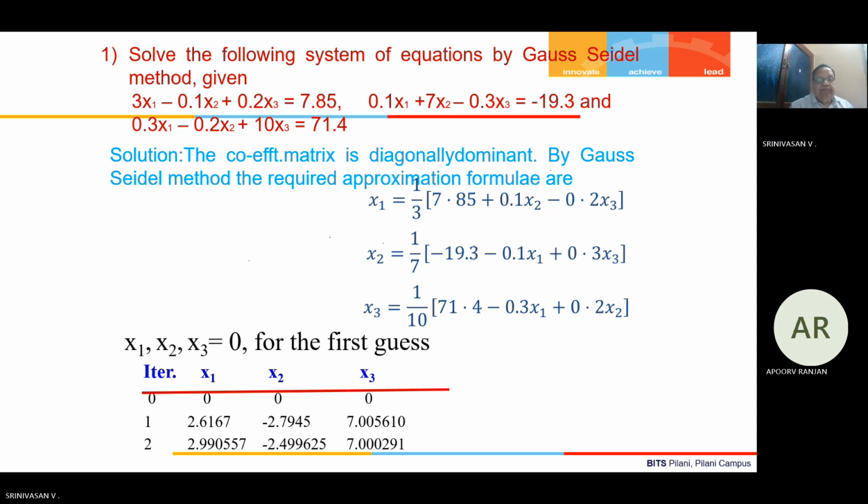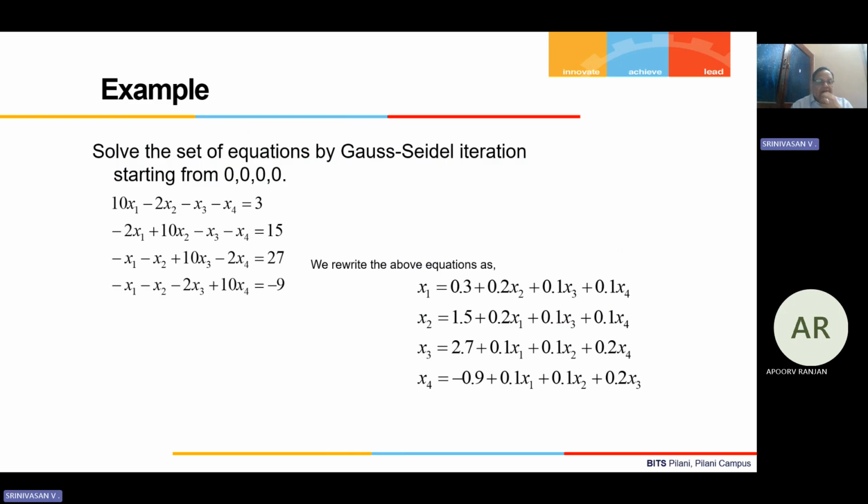Next. Solve the set of equations by Gauss-Seidel iteration starting from 0, 0, 0. Here are 4 equations in 4 unknowns, starting from 0, 0, 0. It is given in the question itself, so you don't need to assume on your own. Therefore, the initial approximation, at the 0th iteration, is x1, x2, x3, x4 each equal to 0. Of course, we rewrite the equations like this.